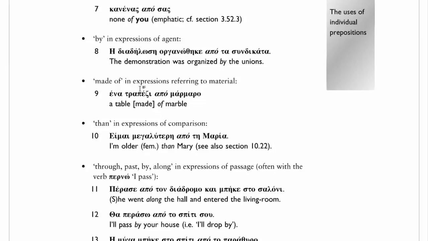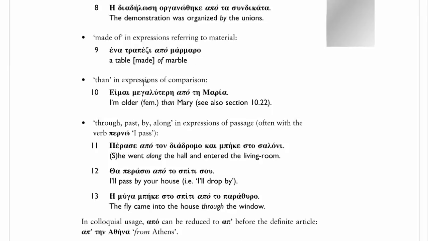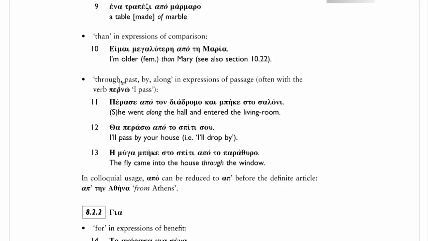Okay, από, made of, in expressions referring to material. Ένα τραπέζι από μάρμαρο. A table made of marble. Then, in expressions of comparison. Είμαι μεγαλύτερη από τη Μαρία. I'm older than Mary. Through, past, by, along in expressions of passage, often with the verb περνώ, I pass.